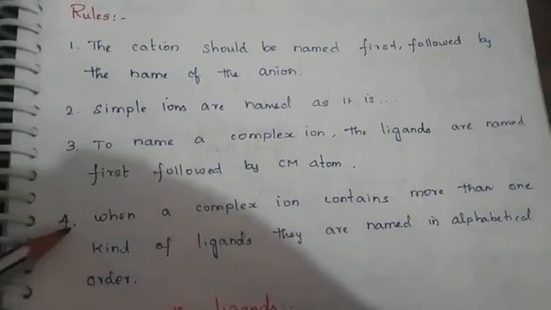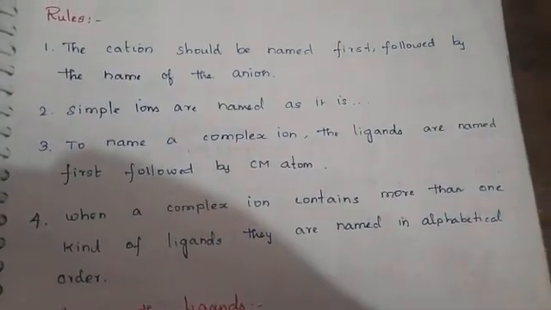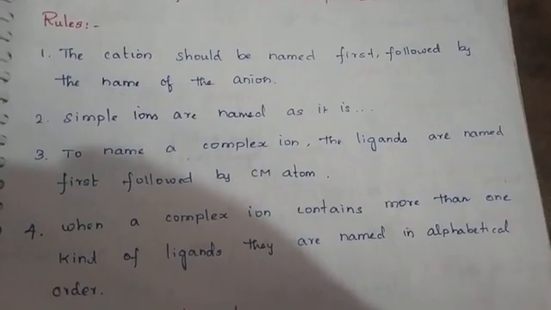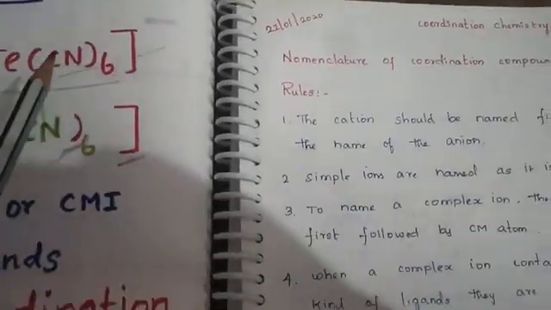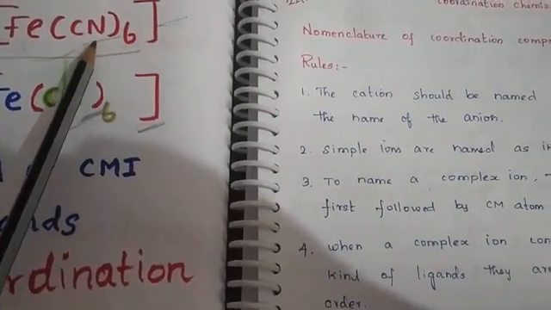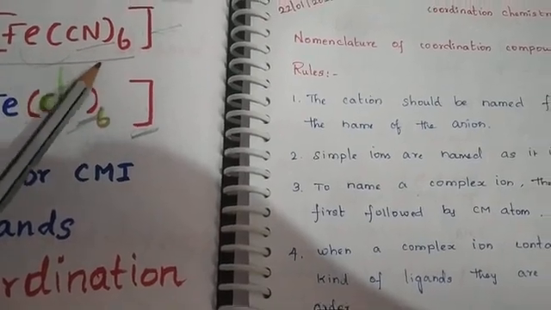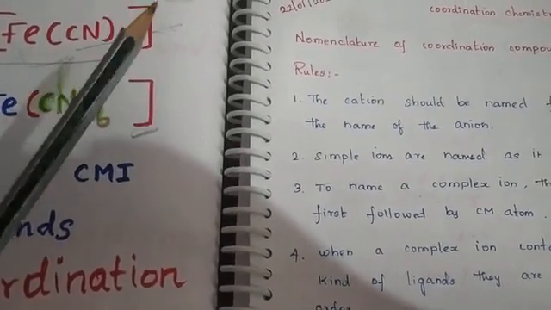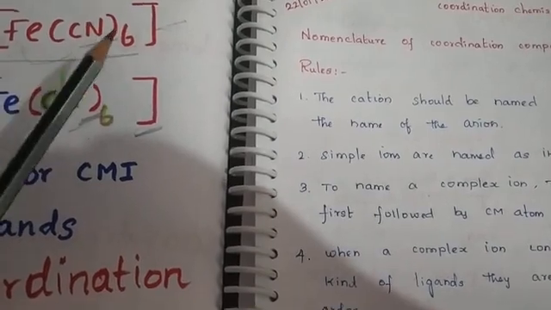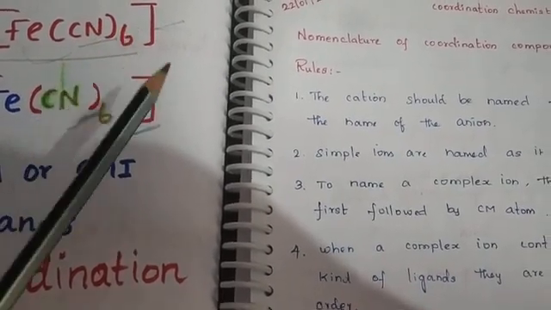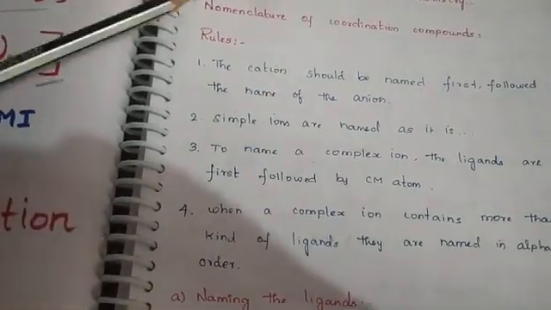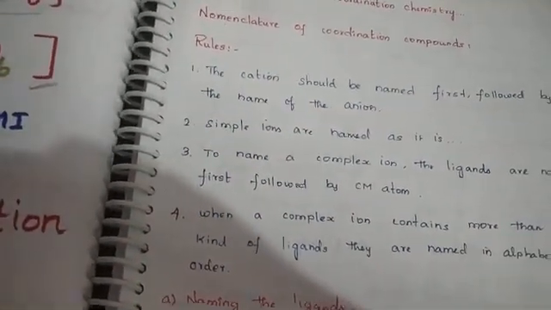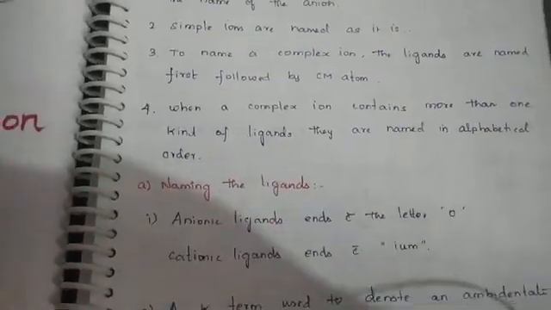And the fourth rule: when a complex ion contains more than one kind of ligand, they are named in alphabetical order. There is one more thing. Here in this case only one kind of ligand is present, but in so many coordination complexes many types of ligands will be present. If there is like this, at that time you have to follow the alphabetical order. These are all the four rules you have to learn by heart. Then naming the ligands.